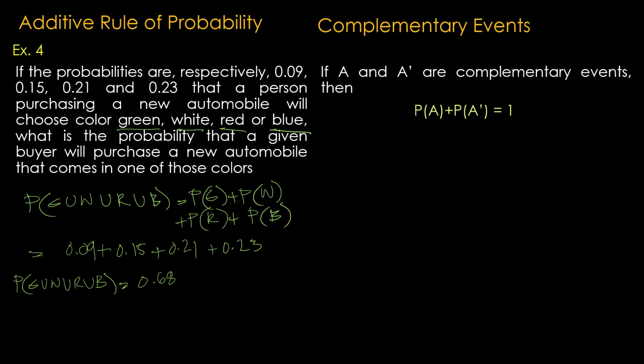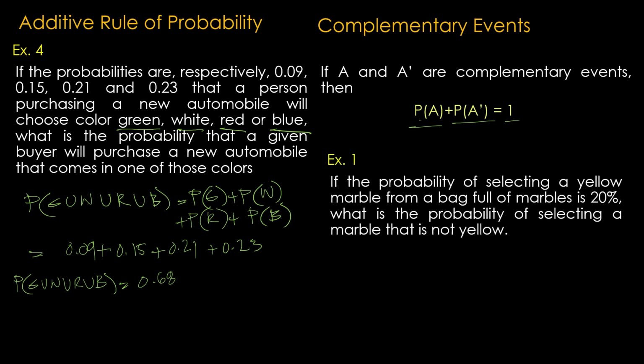Next topic will be on complementary events. So if A and A prime are complementary events, therefore the probability of A plus the probability of the complement of A is equal to 1.